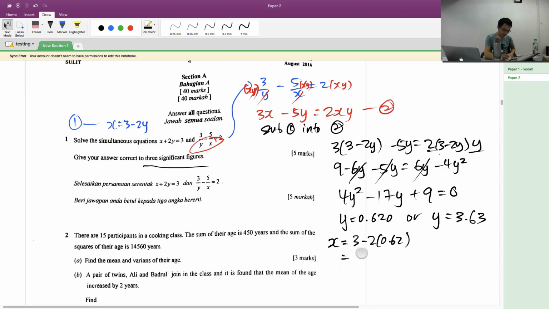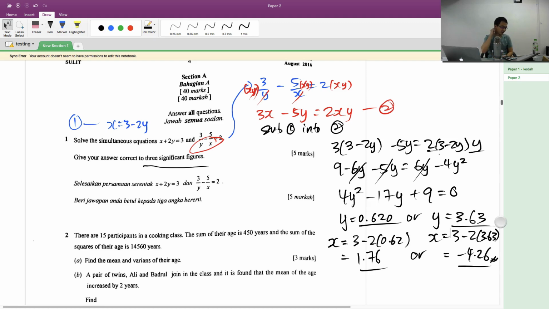So this one you actually will get 1.76. Or this one, x equals 3 minus 2, 3.63. So you will get 3 minus 2 multiplied 3.63. Okay, it's negative 4.26. I just want to make sure every single answer is in 3 significant figures, because this is what the question says. Yeah, shouldn't have any problem here. If there's no problem, then we will move on to question number 2.